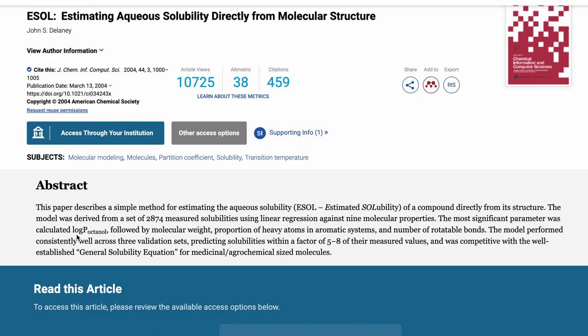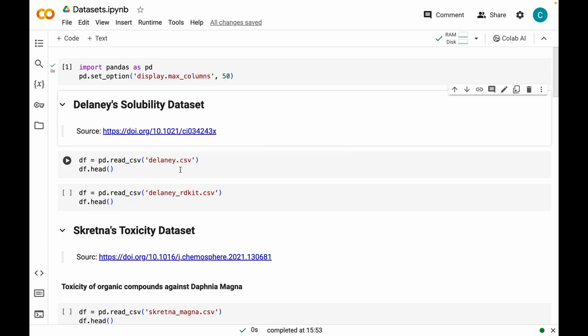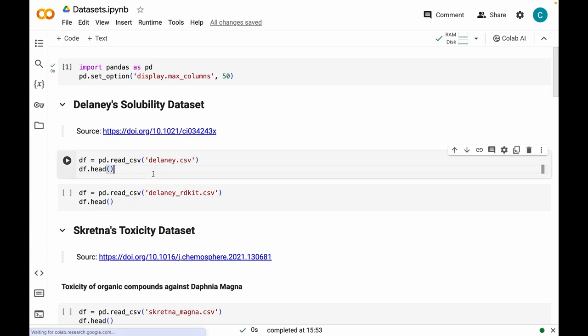So let's go back to the notebook and have a look at the dataset. The dataset is stored in a file named delaney.csv. So let's go ahead and load this dataset with the help of pandas and have a look at the first 5 data points.